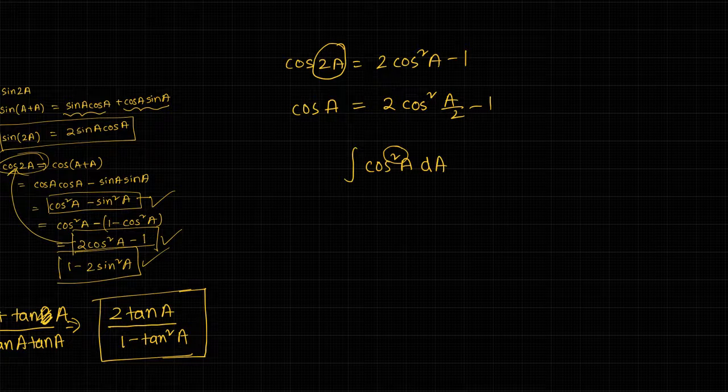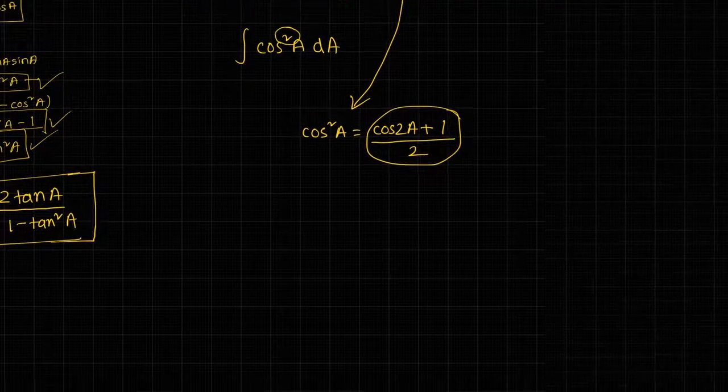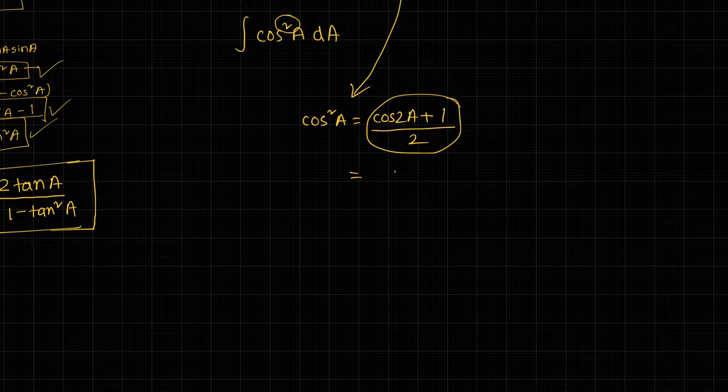So what we can do is, using this identity, make cos squared a the subject, so we can write that cos squared a is equal to (cos 2a plus 1) divided by 2. Now this can be easily integrated. So we could have simplified this into 1/2 cos 2a plus 1/2. Now if you integrate this, you can easily do that, and this would be nothing new. This would be your O levels knowledge. So you could have easily solved this.